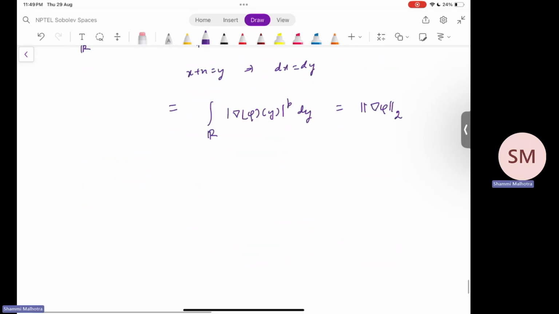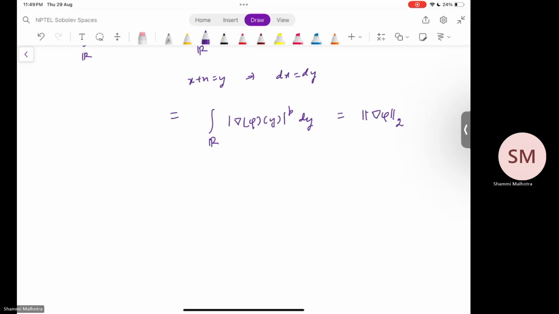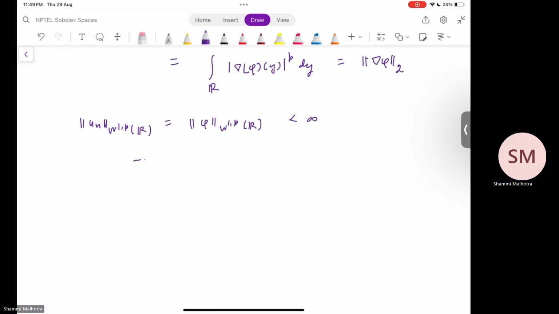What this basically implies is that the W^{1,p} norm of u_n is actually nothing but the W^{1,p} norm of phi, which is not only finite but also uniformly bounded. And that is what we wanted to prove.